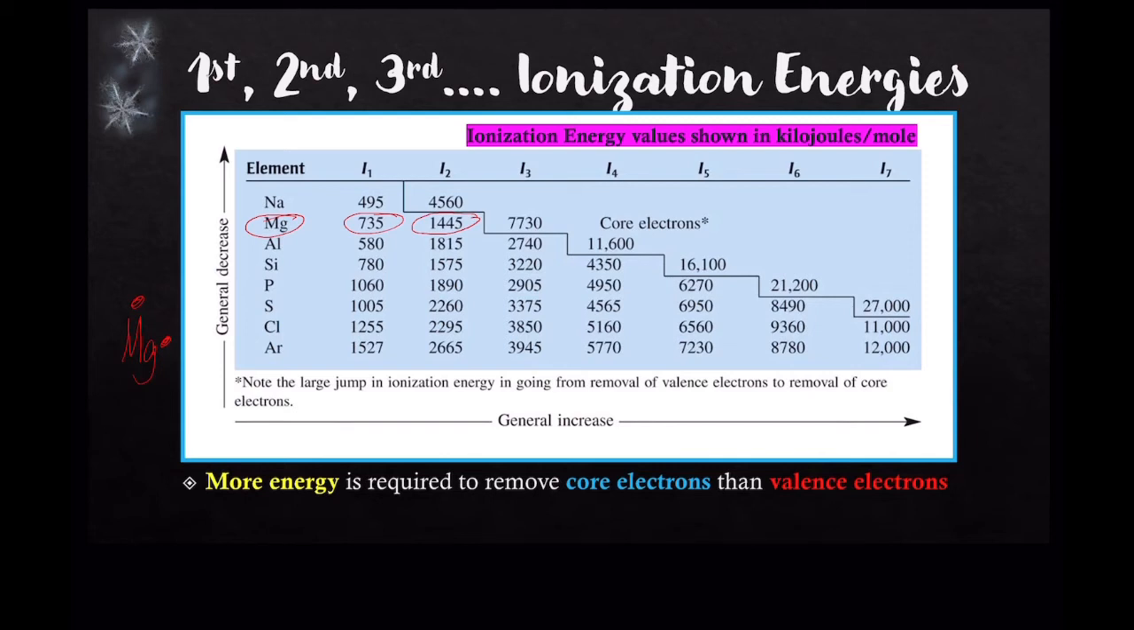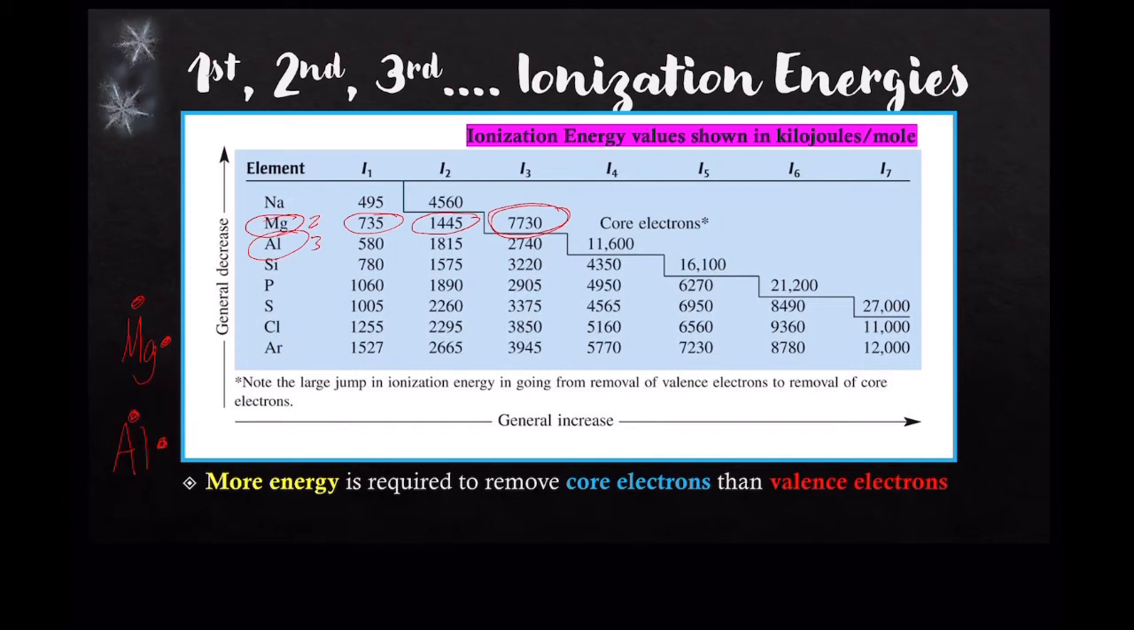If we lose a third, now we're into magnesium's core electrons, and notice the jump in energy that's required to remove a third electron from magnesium. If we look at aluminum, aluminum has 3 valence electrons, so magnesium had 2, aluminum has 3. This is its Lewis dot structure, 1, 2, 3. These are all valence electrons.